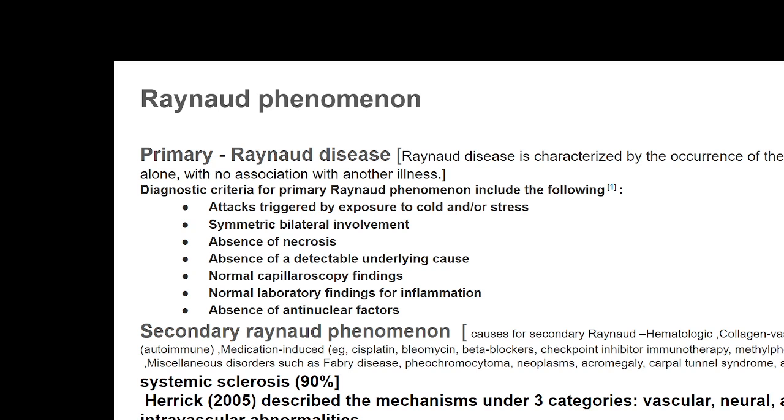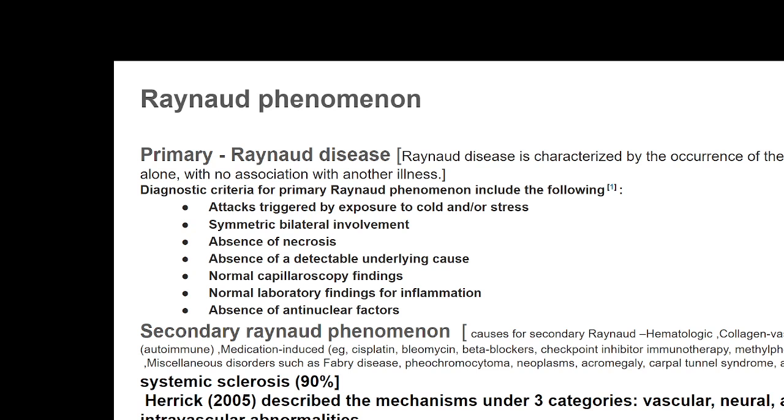Now, Raynaud's disease is considered as primary Raynaud's disease and secondary Raynaud's disease. The primary is when there is no other associated illness, but the patient presents with the spasm only. Whereas secondary Raynaud's phenomenon is when it is produced as a complication or coexistence of other disorders like collagen vascular disorders, or it could be induced by medicines, or such conditions where there are other alternative causes for it.